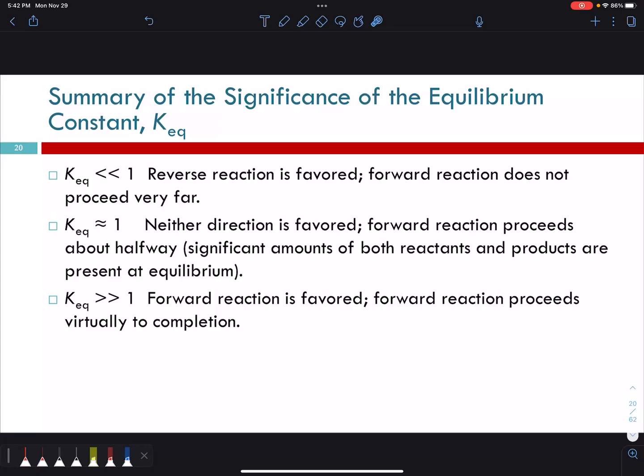So in summary, if we have a very small KEQ, the reverse reaction is favored. You're going to have more reactants than products. If KEQ is about 1, neither direction is favored, so the forward reaction proceeds about halfway, and you'll get significant amounts of both reactants and products at equilibrium. If our KEQ is large, the forward reaction is favored and proceeds virtually to completion.